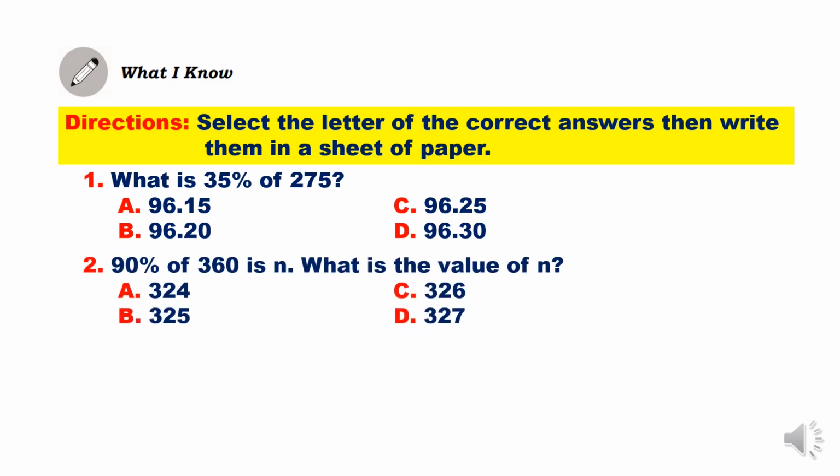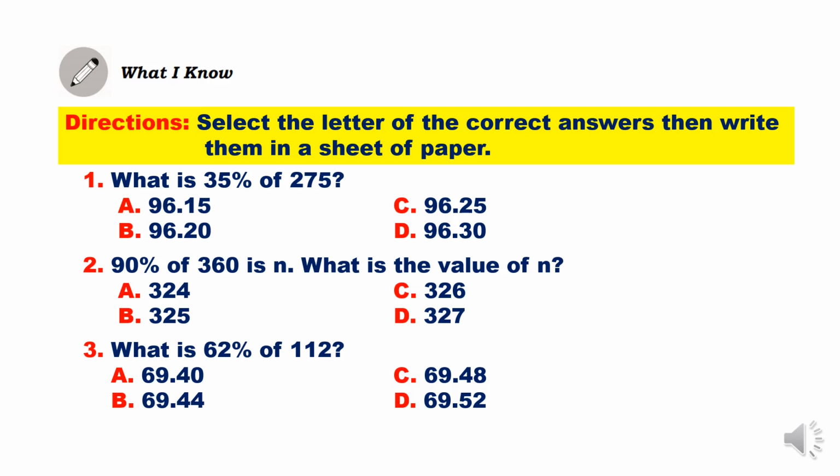Number 2. 90% of 360 is n. What is the value of n? A. 324, B. 325, C. 326, D. 327.